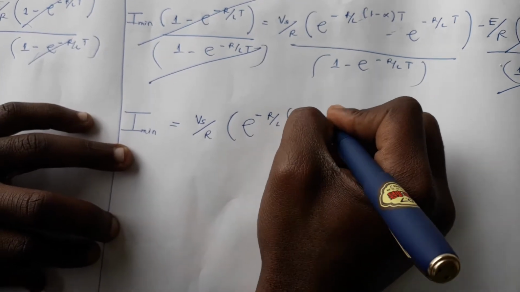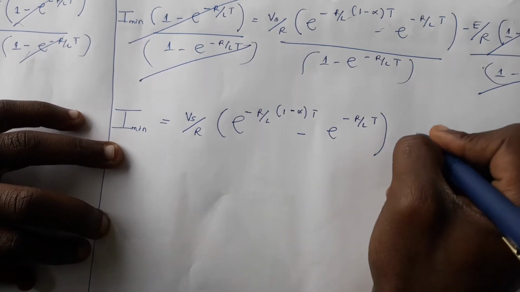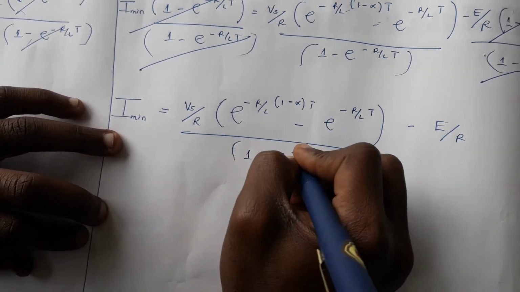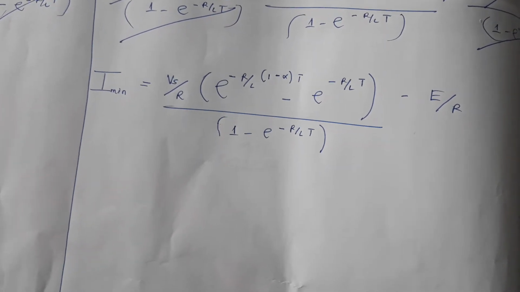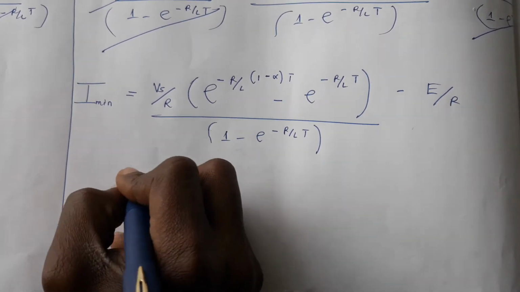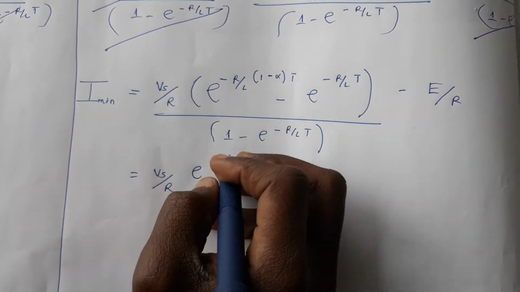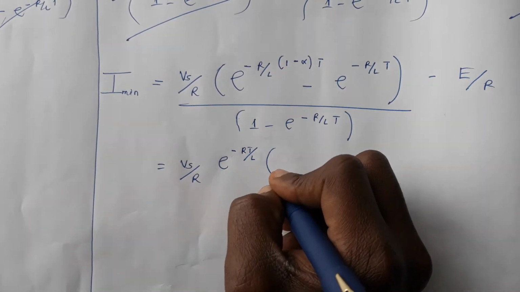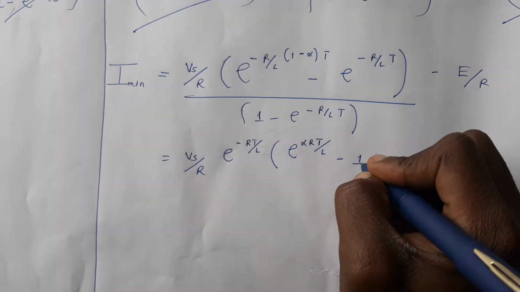exponential minus R over L, 1 minus alpha T, minus exponential minus R over L T, minus E over R, and note this is over 1 minus exponential minus R over L T. Now we have to simplify this further. To simplify this term, we can have Vs over R here, and in the upper part we can factor out exponential minus R T over L, and whatever remains inside is exponential alpha R T over L minus 1.